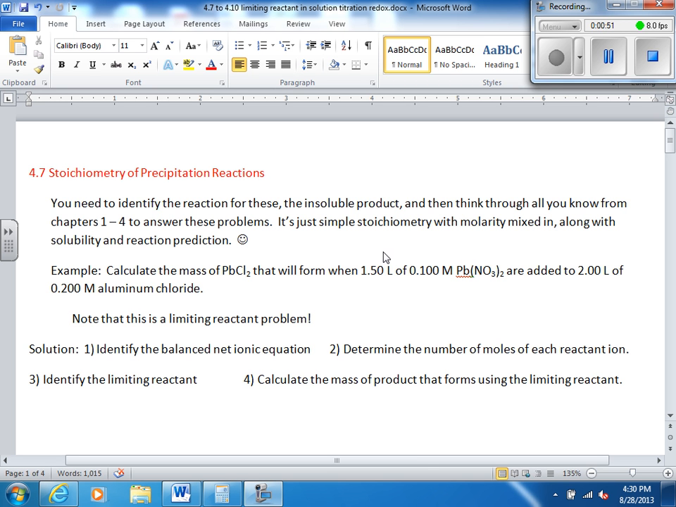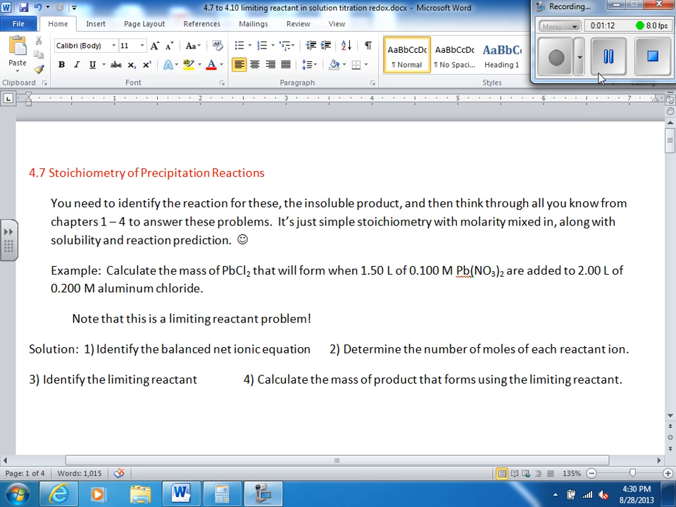And you should know, whenever you have two different chemicals, this one and this one, you have a limiting reactant problem. So first, we've got to put our reactants together. There's our reactant, there's our other one. And figure out what's your balanced net ionic equation.